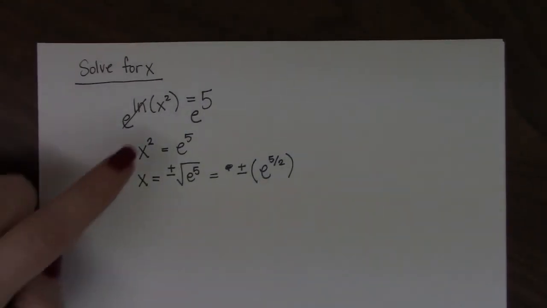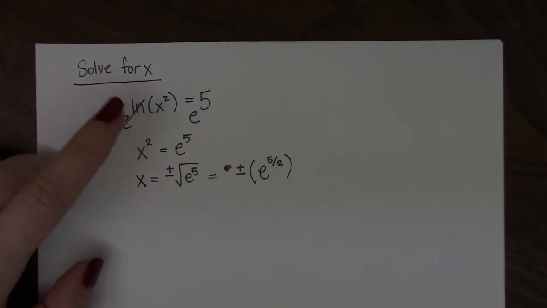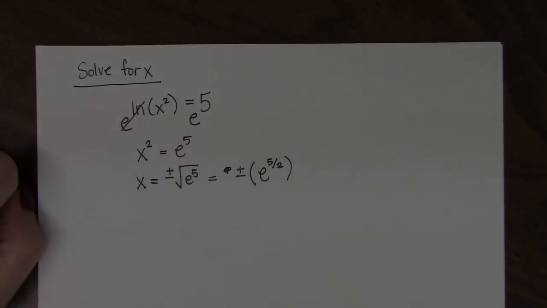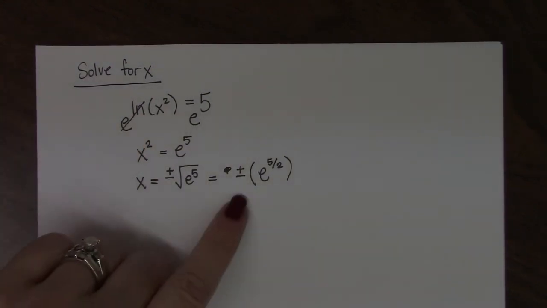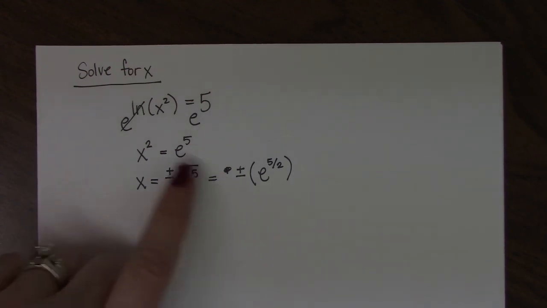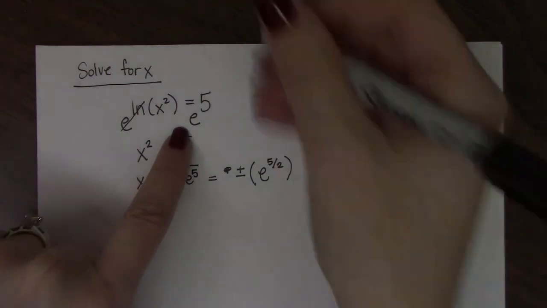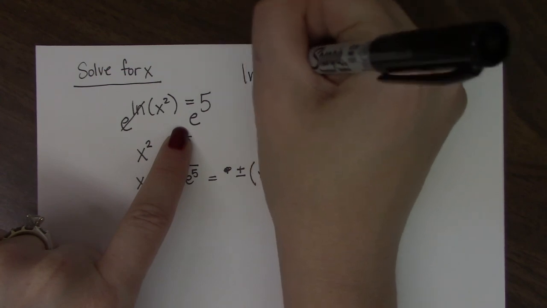Now if we go back and look at the original equation, the domain of natural log is 0 to positive infinity. So why do I get to keep both solutions? Well, you should always go back and look at the original equation.